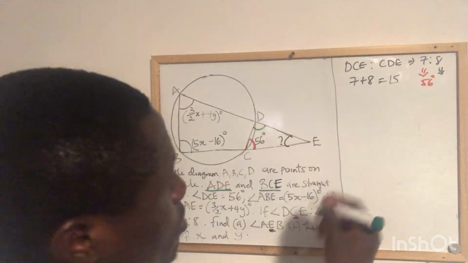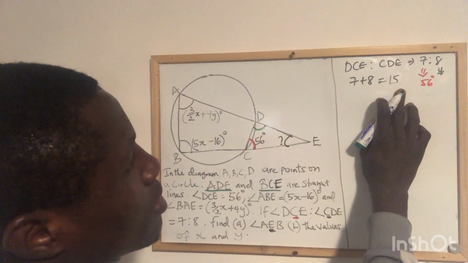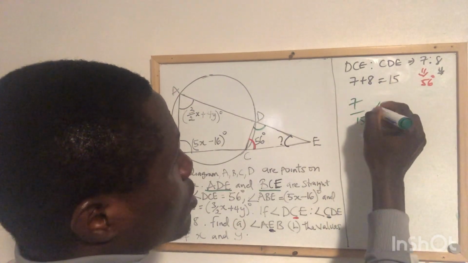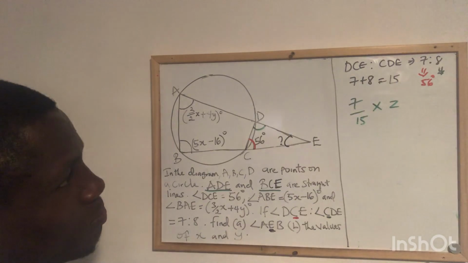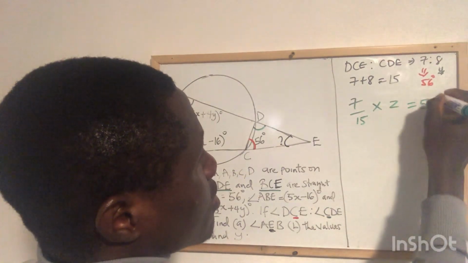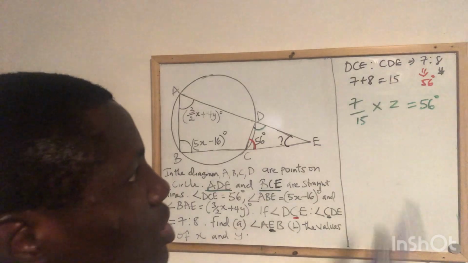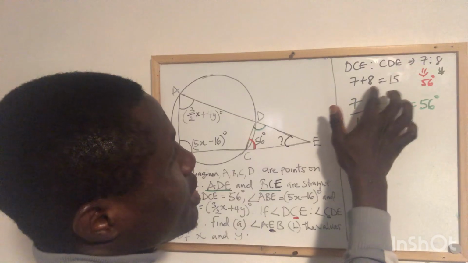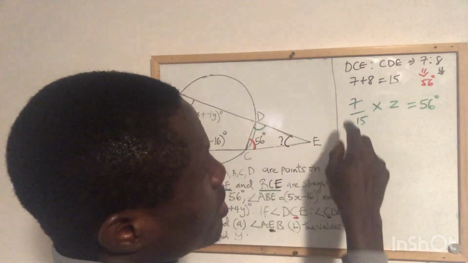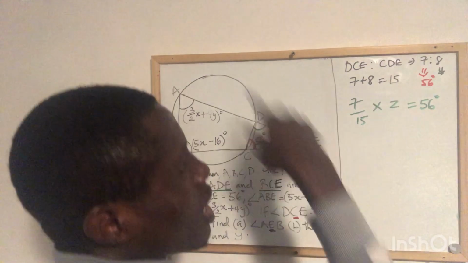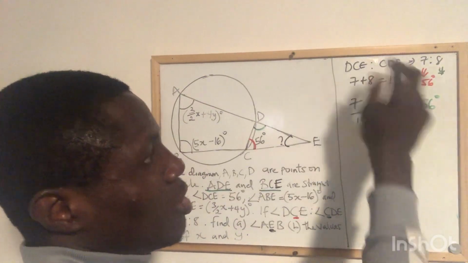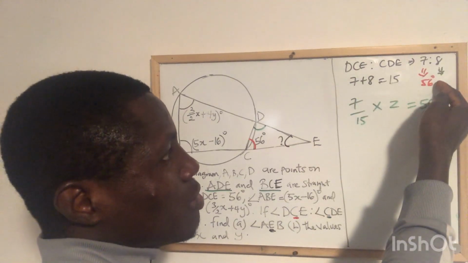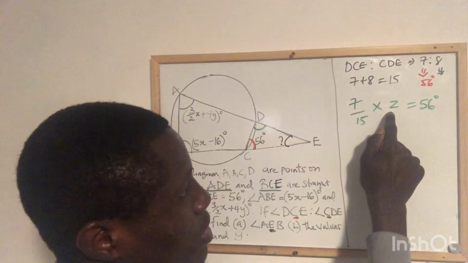Since I have the total ratio to be 15, I will say 7 over 15 multiplied by Z, the total angle, will be equal to 56 degrees. Please follow, this is very essential. When you are dealing with a ratio, you add 7 plus 8 to give 15. Then 7 over 15 of the total angle of these two will give you 56, because this 7 is for DCE and it's equivalent to 56. So 7 over 15 times Z, the total angle, equals 56.